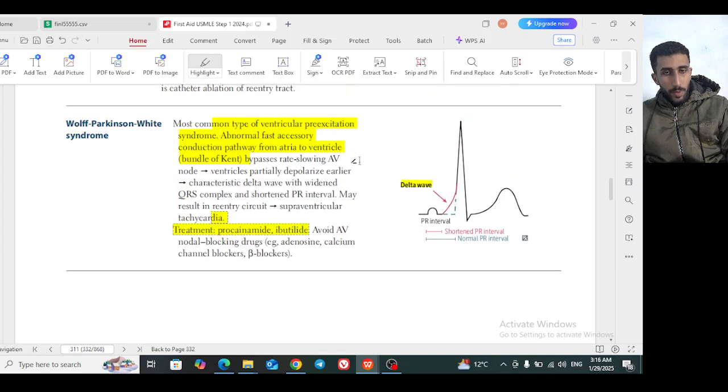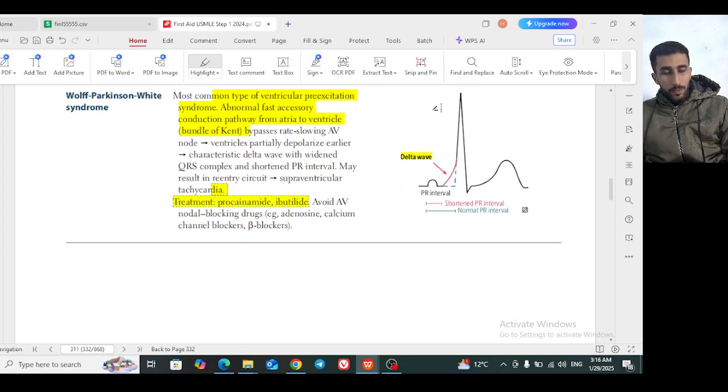So the problem, you remember, is an accessory fast pathway that is much faster than the AV node, conducting between the atria and the ventricle. So if you made a mistake and give some AV nodal blocking agent, you will exacerbate the problem. You will remember that the AV node is slow already. When you give a drug such as adenosine, calcium channel blocker, beta blocker, all the things that block the AV node, you will exacerbate the problem and kill the patient.